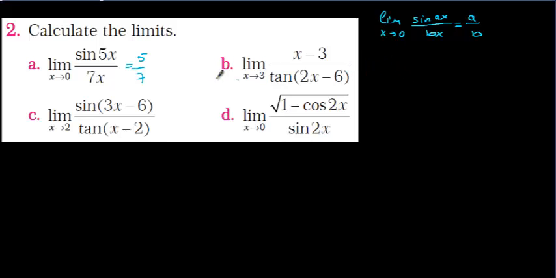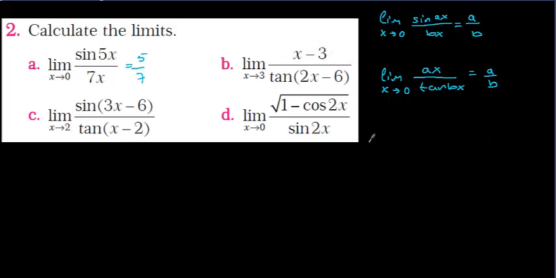Here the formula is the same: the limit as x tends to 0 of ax over tangent bx should be equal to a over b. But here it's going to be equal to x, and here we have x minus 3.